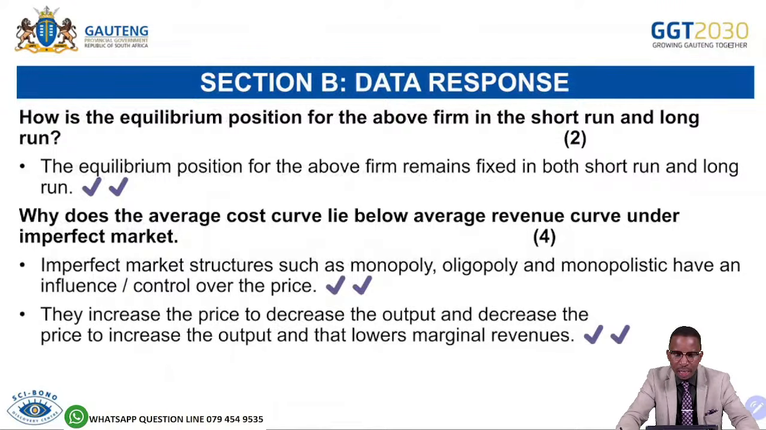Why does the average cost curve lie below the average revenue curve under imperfect market?